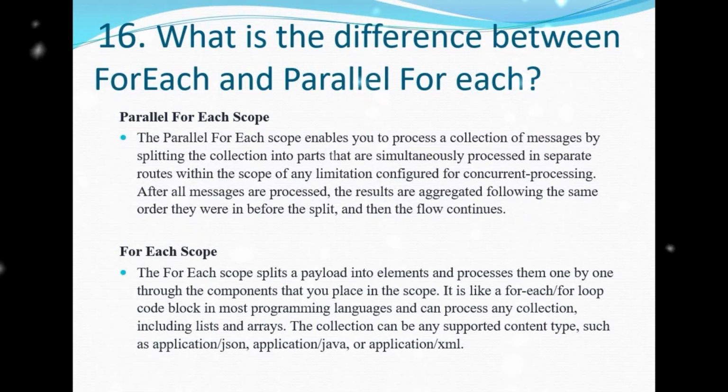The For Each scope splits a payload into elements and processes them one by one through the components that you place in the scope. It is like a for each or for loop code block in most programming languages and can process any collection, including lists and arrays. The collection can be any supported content type, such as application/json, application/java, or application/xml.